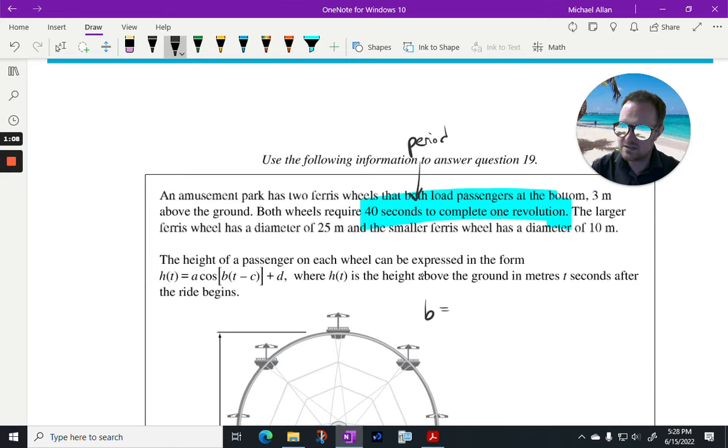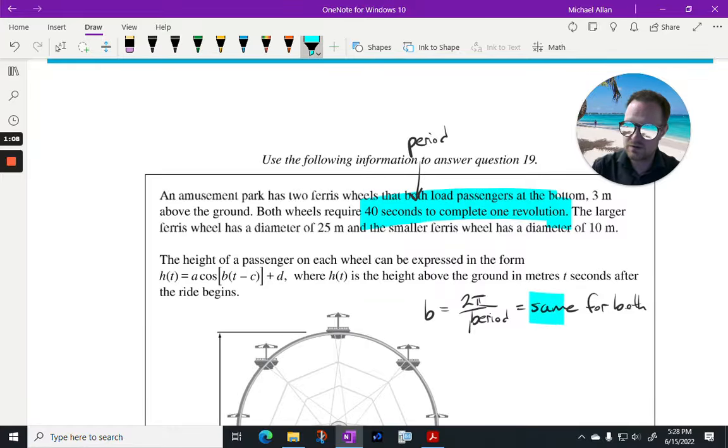When I do b is equal to 2 pi over the period, sorry, it's just going to be the same for both. You can actually calculate it if you want to. You can do 2 pi over 40 or 360 over 40, depending on which units you're using. But the b is the same for both, right?